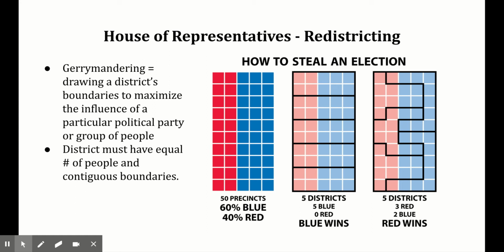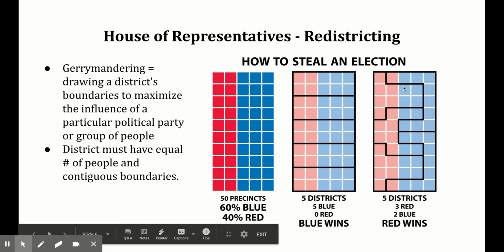So, what that means is if you look at this slide, in this town or this state, let's say there's 50 precincts, which you know are polling locations, 60% of the precincts voted for the blue party, and 40% of the precincts voted for the red party. But because we have winner take all districts, that doesn't necessarily mean that the state or the city that we're working with is going to go to the blue candidate. We can configure the districts in such a way to achieve red victories shown here.